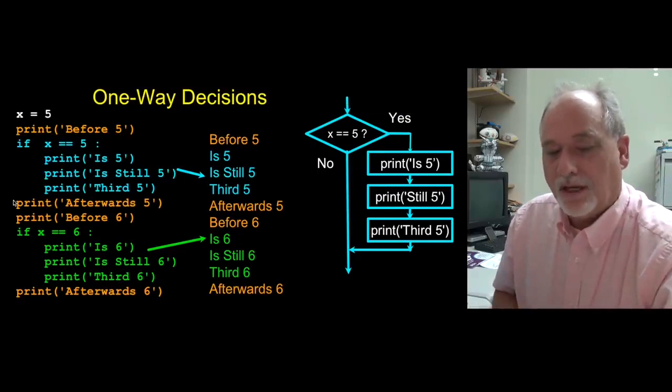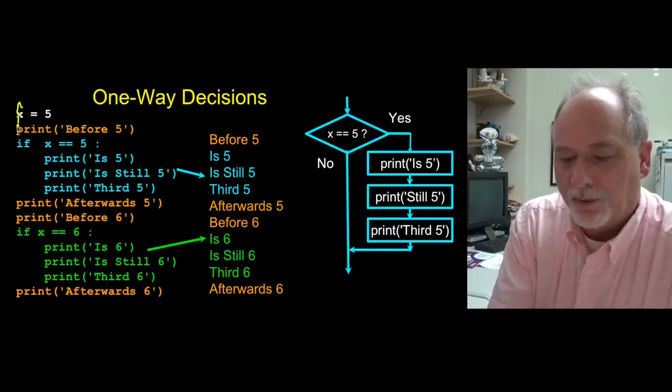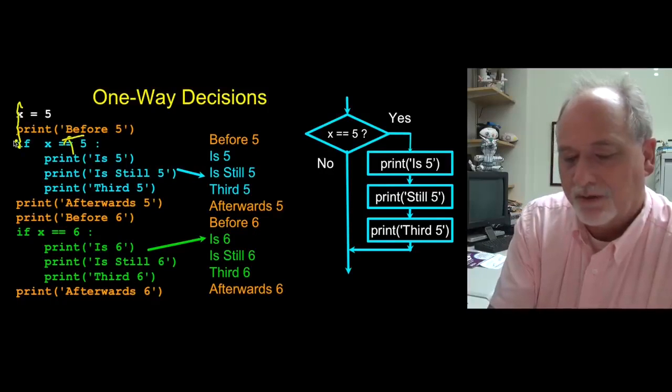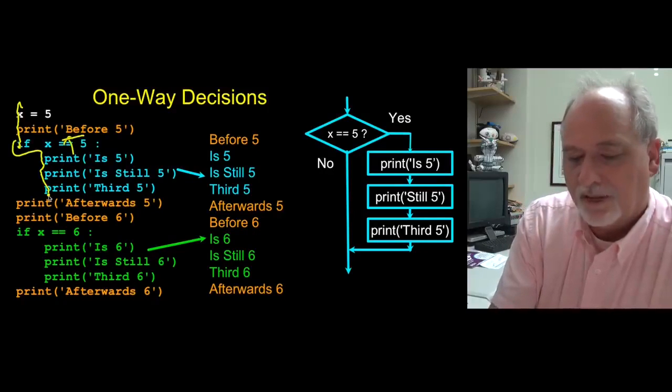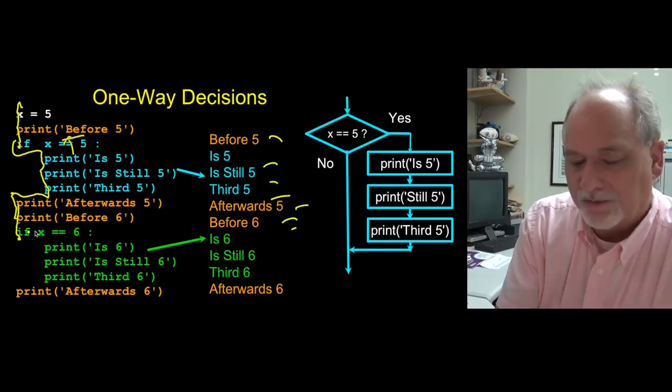The way this is going to execute, x is 5, we print before 5, is x equal 5? That's the question, and that's true. So it's going to run all these, and then come back, and then continue on in the de-indent. So all this stuff is running, right? And then it says x equals 6. Well, that was false, so that skips all of them.